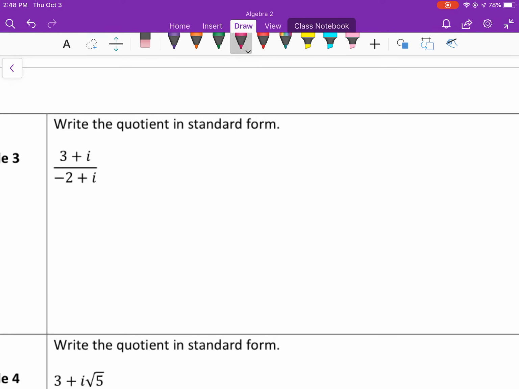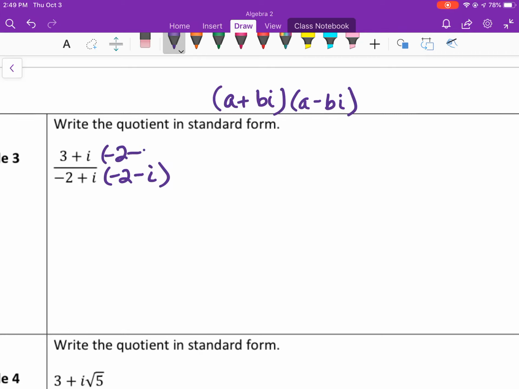Okay, we got a couple more that we'll do like that. So you're going to multiply by the complex conjugate of the denominator. So if it's A plus BI, then you multiply by A minus BI. The real part always stays the same. So this will say negative 2, but since it's plus I, it'll change to minus I. And then you'll multiply by negative 2 minus I on the top.